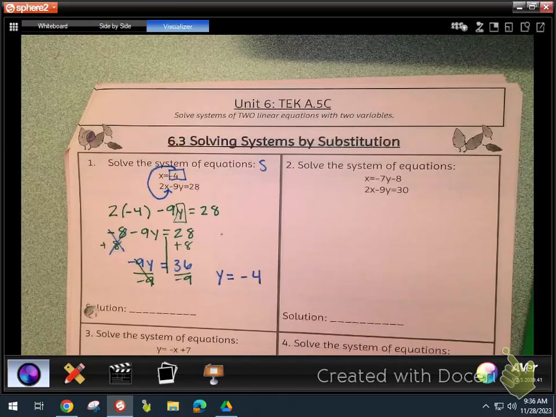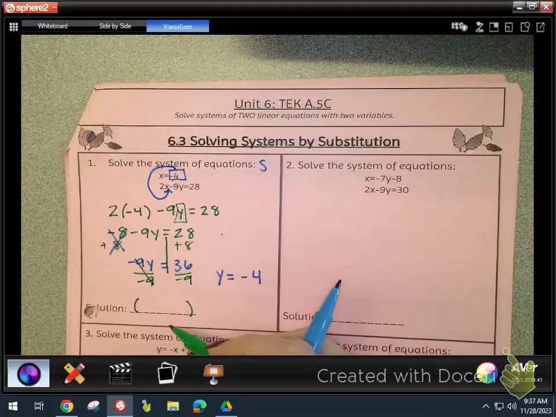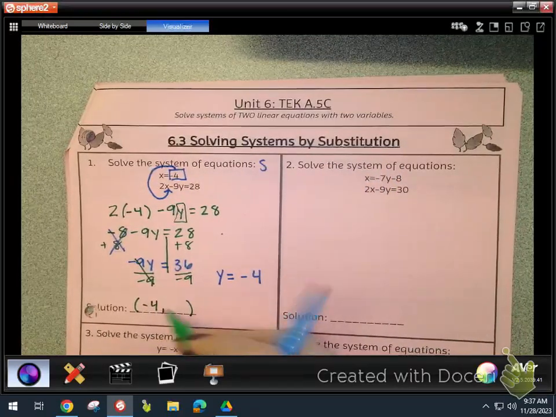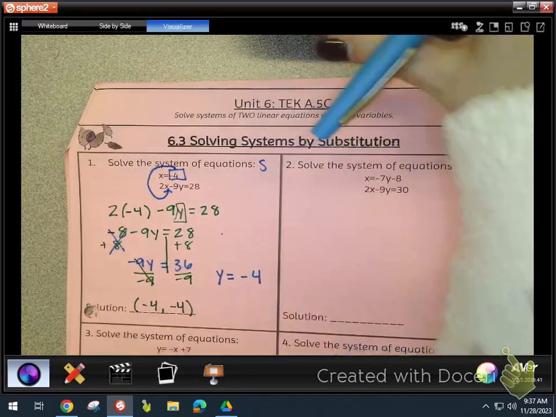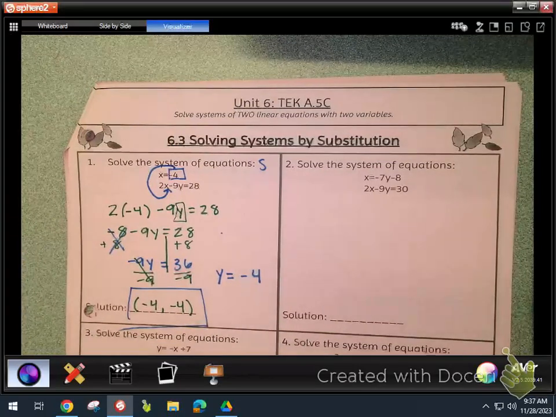So now I have to write my solution as a point, as an ordered pair, which remember those are x comma y. So what was the x value that we already knew from the beginning? -4. And then what's the y value that we solved for? -4. And that's my solution. So this would be your answer. This would be what you write in on the test.